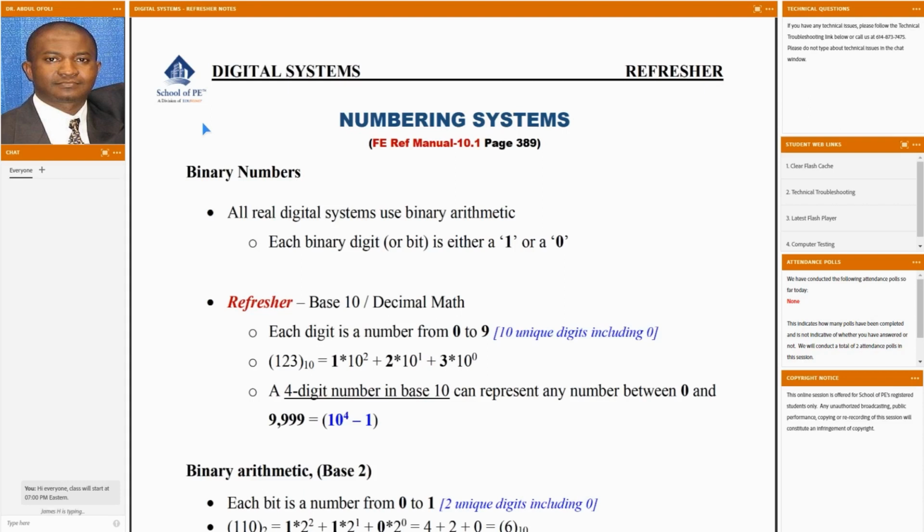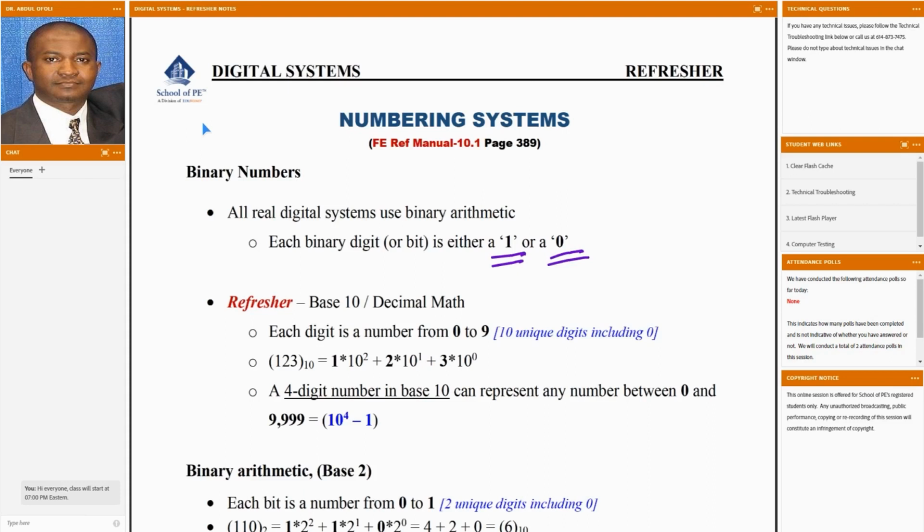So we all know binary. Basically, the digits we use are either 0 or 1. Binary arithmetic is just zeros and ones. Before we come back to that, let's do a quick refresher.